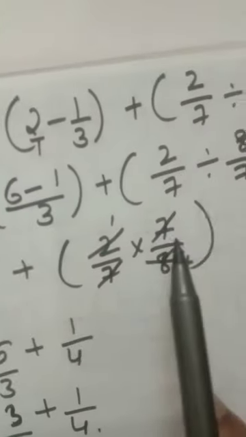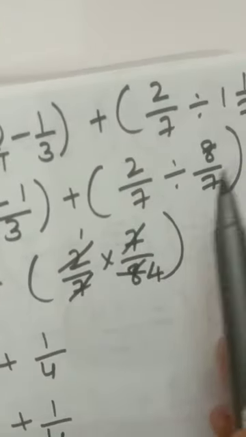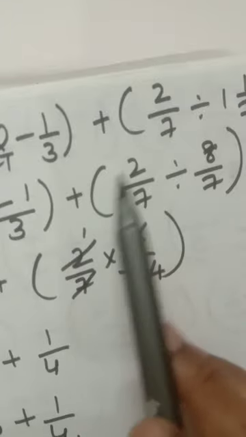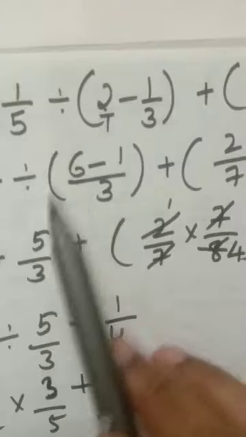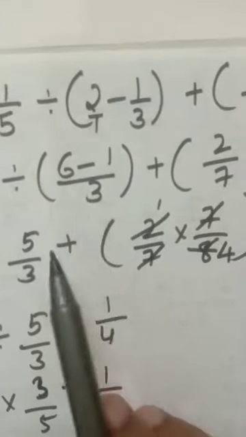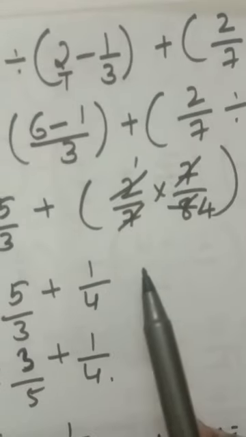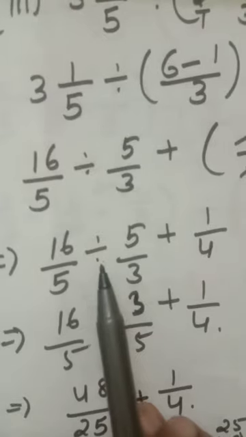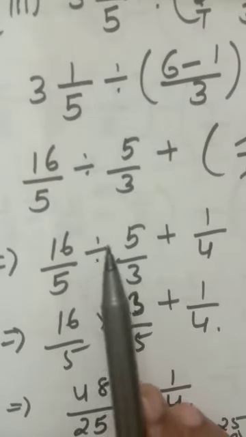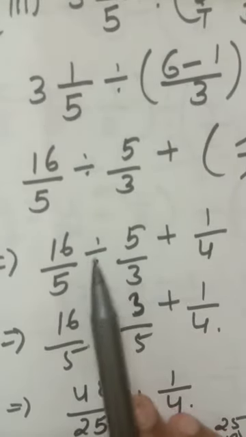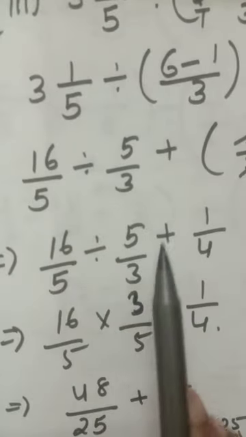Now see, the small bracket, I told you, the parenthesis you have to solve first. I am solving the parenthesis first. This 5 by 3, it will come 1 by 4. Now division, addition. First you have to do division. Division means it will convert to multiplication, with the reciprocal.